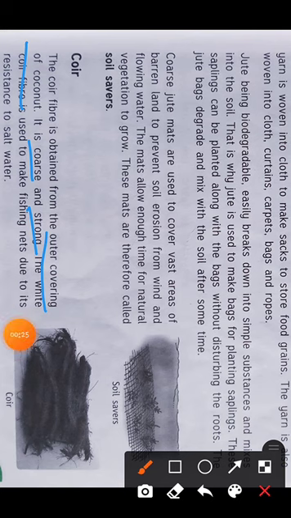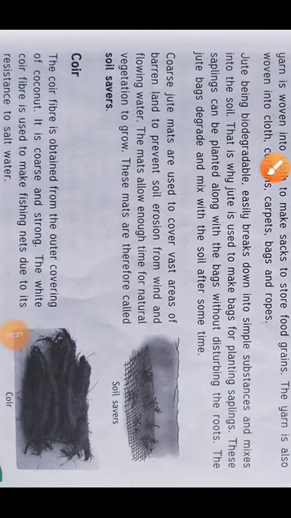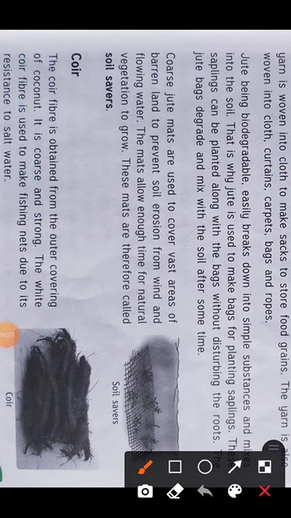White coir fiber and brown coir fiber. White coir fiber is used in making fishing nets. Why? Because it is resistant to salt water. Therefore it is used.